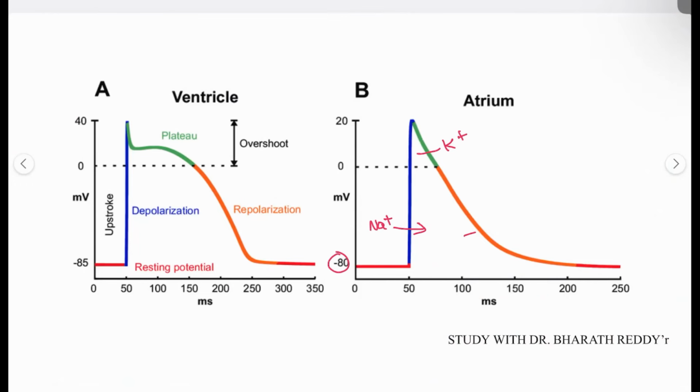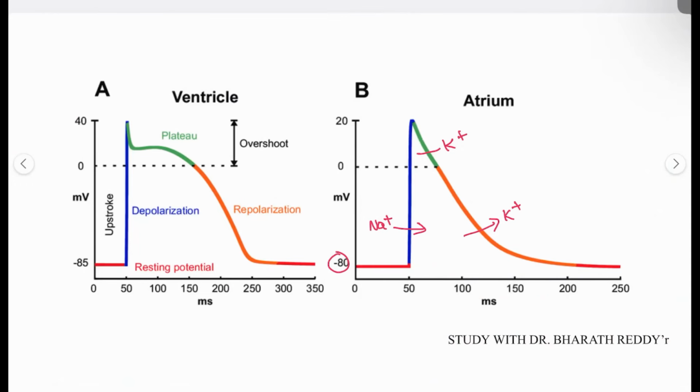And more potassium efflux will be seen. The potassium is going out, so inside the myocardial cells the most negative state of the cell will be generated. So this is how the depolarization and the repolarization are seen in the atrium.